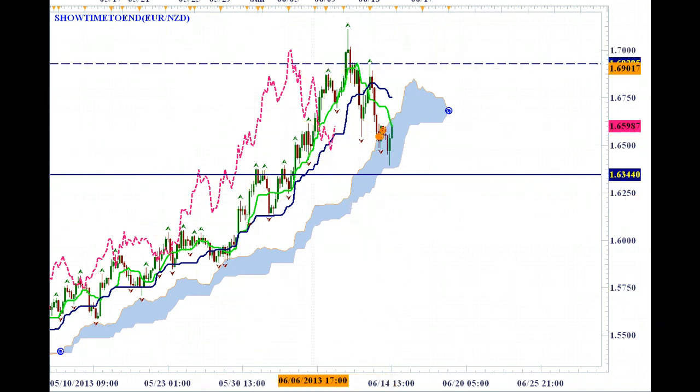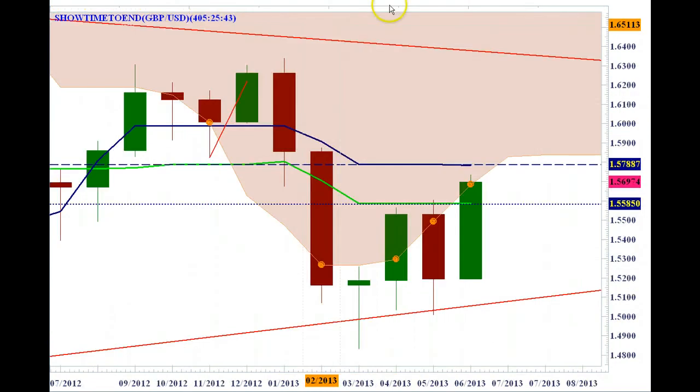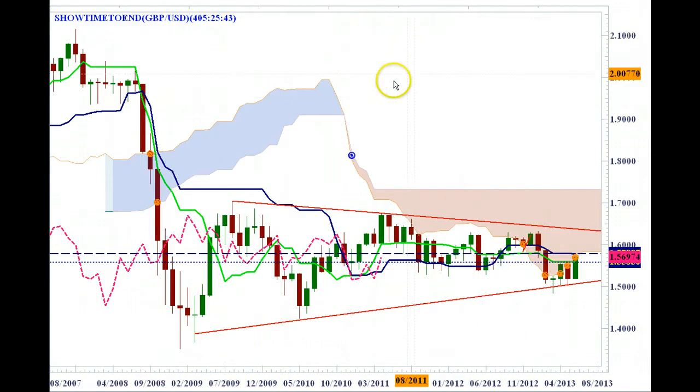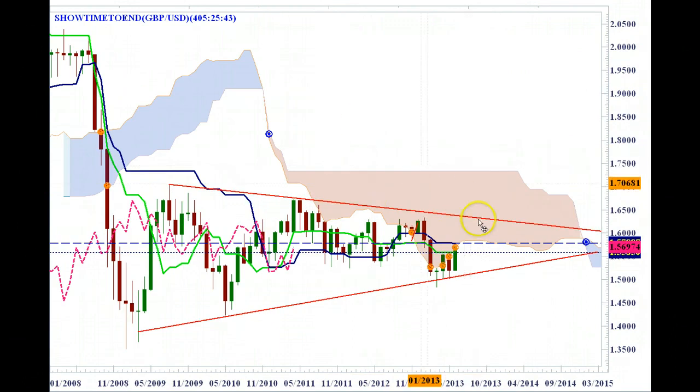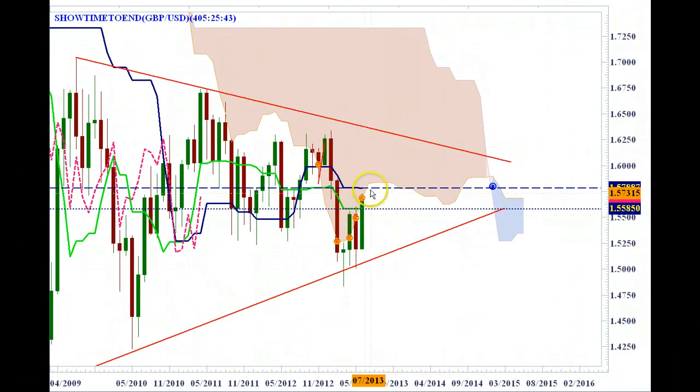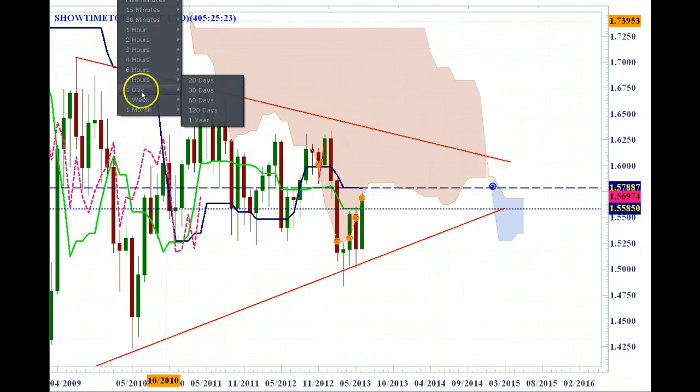Alright, that's the euro, New Zealand dollar, pound dollar, 4 hour monthly time frame. Pretty much in this triangle here. This is looking like you're at the Kijunsen right here. This is the monthly Kijunsen, that dash line. So let's go see what we got at the 4 hour time frame, at the daily time frame.